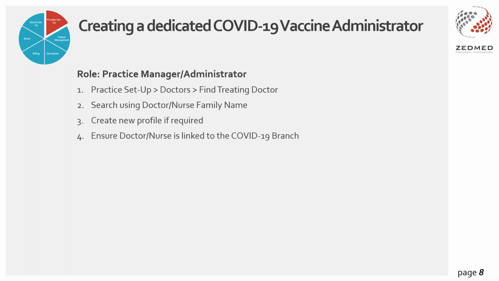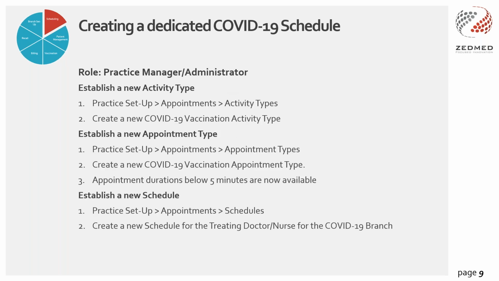As mentioned, once we have created our COVID-19 dedicated branch and we create a new doctor or nurse, we would need to link them to this particular branch, which then gives us the opportunity to create a dedicated COVID-19 schedule for each person involved in that branch. To do this, there are a few steps, three main ones. The first one is that we create a new activity type. So in the practice setup, we choose appointments and activity types, and we create a new COVID-19 vaccination activity type.